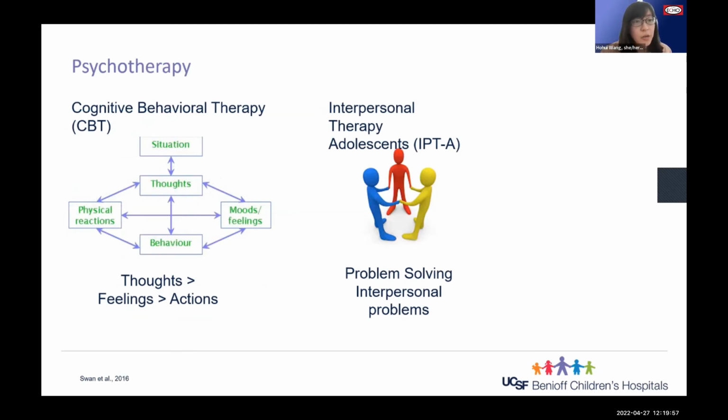In terms of psychotherapy, these are the two with the most evidence showing efficacy in treating teenagers' depression: CBT, cognitive behavioral therapy, and IPT-A, interpersonal therapy for adolescents. It's easier to get a therapist certified in CBT. IPT is a little less available and harder to find. But really, if the patient can get a therapist and just start from there, it's mostly helpful and better than not having therapy at all.